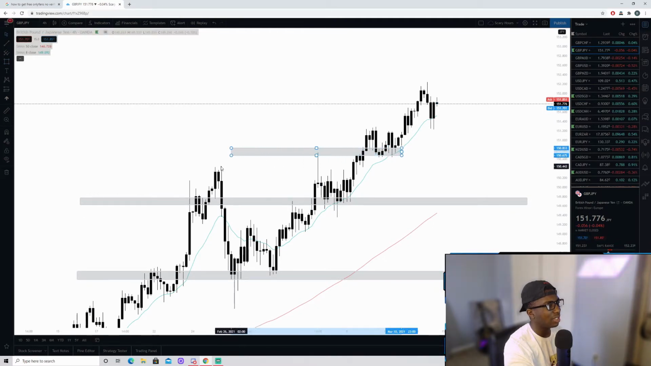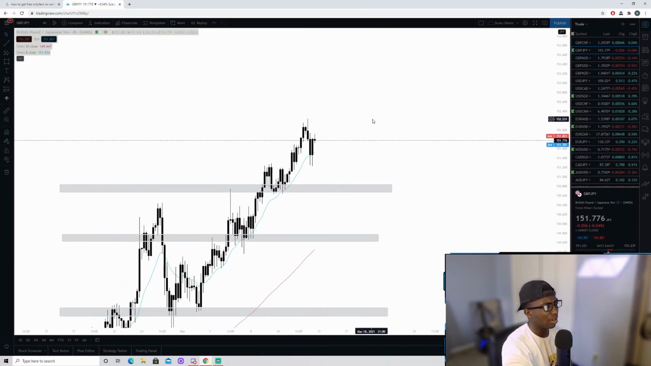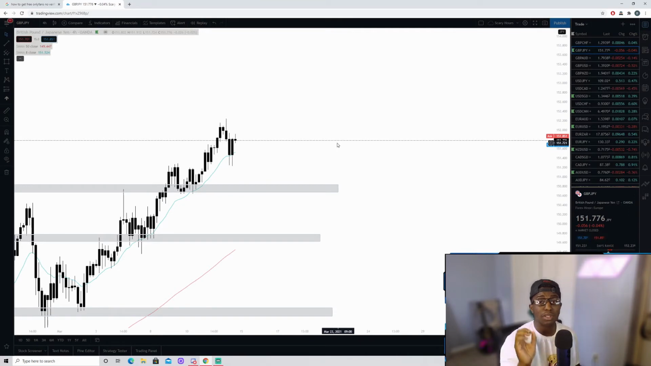And as you can see, it was a resistance for the previous candles and the support for these candles. It's kind of like the break and retest strategy I showed you guys on my last video, on the small accounts video.